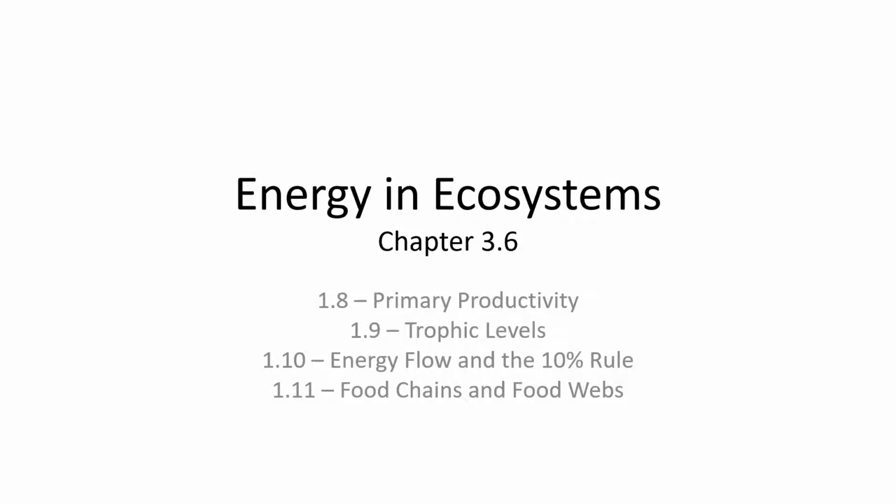Here we go. We're going to take a look at how energy travels within ecosystems. And you can find this information mostly in chapter 3.6 in your book. And we're going to be covering primary productivity, trophic levels, the 10% rule, and food webs. So here we go.